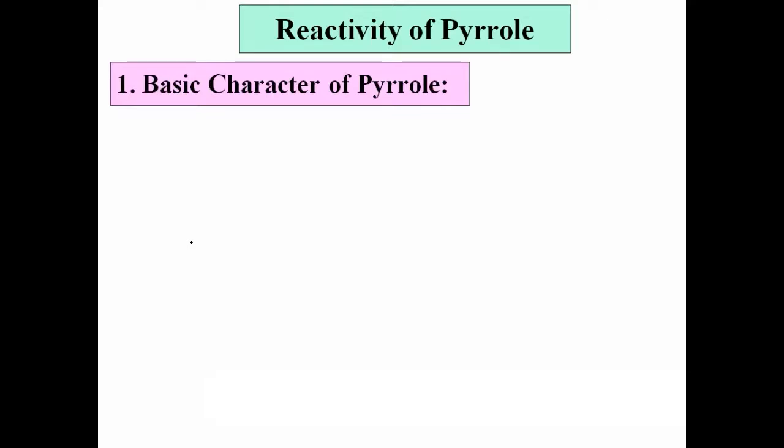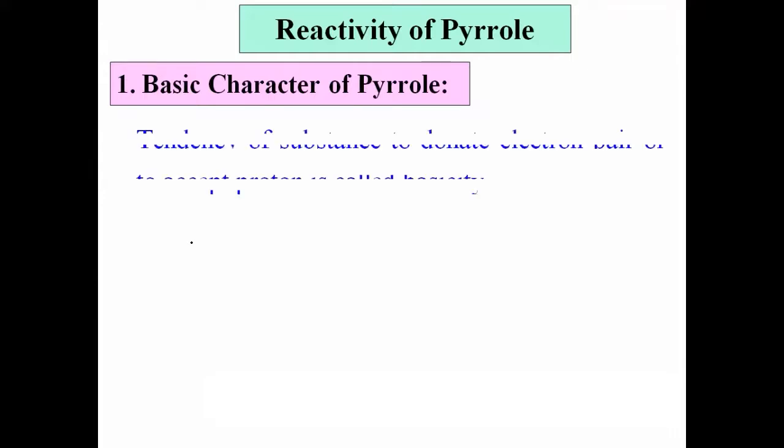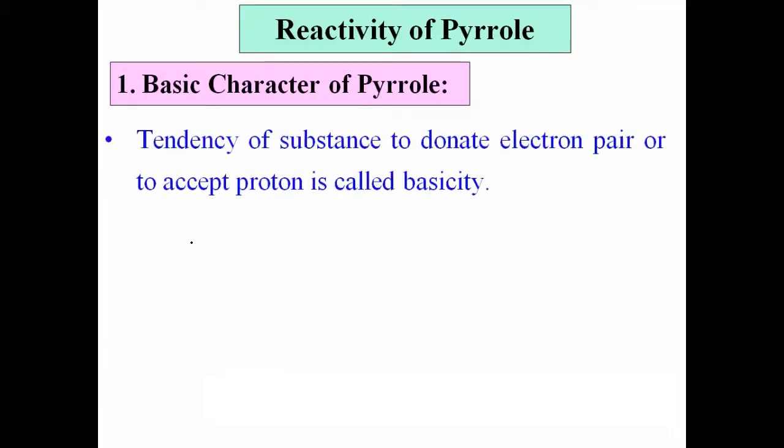We know that pyrrole has an NH group, which means it has a secondary amine group. We know that secondary amine is an example of a basic compound. Secondary amine NH compounds are basic in nature, but here pyrrole is a very weak base compared to regular secondary amine, and pyrrole also shows somewhat acidic character. It is not a strong acid but shows somewhat acidic character. So let us see how pyrrole is basic in nature, why it is a weak base, and how it shows acidic character.